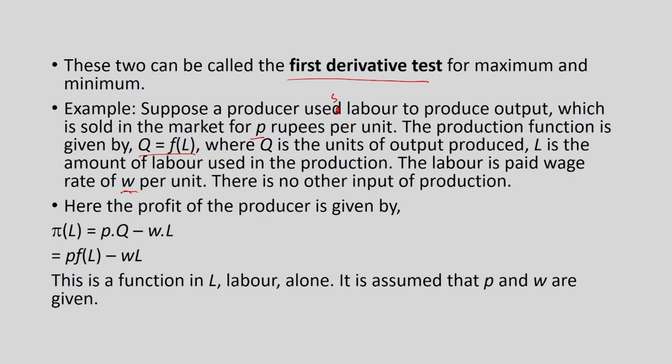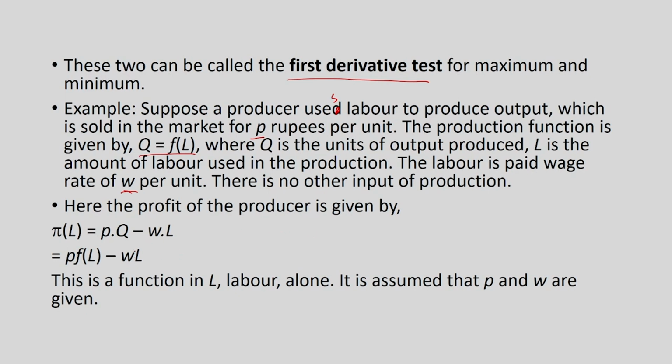Okay, so this is the setting. The producer is producing output with a production function. The production function is a function of only one variable, which is labor. And after producing, he sells the goods in the market at p rupees per unit. And he has to pay the laborers, right? And so, W is the wage rate per unit.